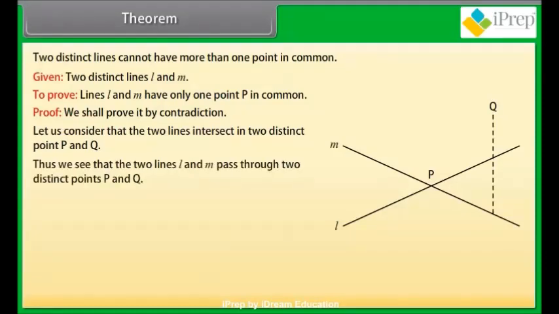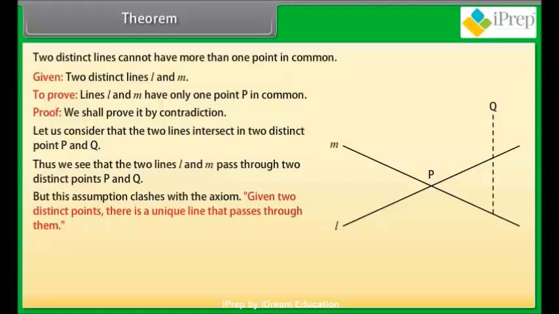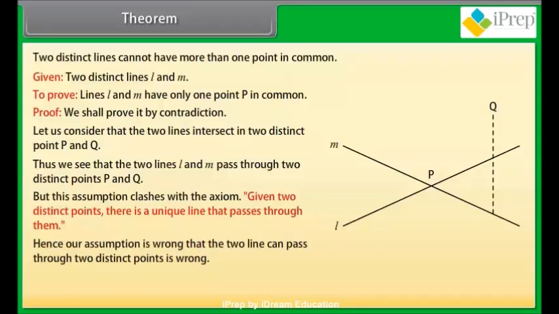Thus, we see that the two lines L and M pass through two distinct points P and Q. But this assumption clashes with the axiom: given two distinct points, there is a unique line that passes through them. Hence, our assumption that the two lines can pass through two distinct points is wrong. Hence, two distinct lines cannot have more than one point in common.